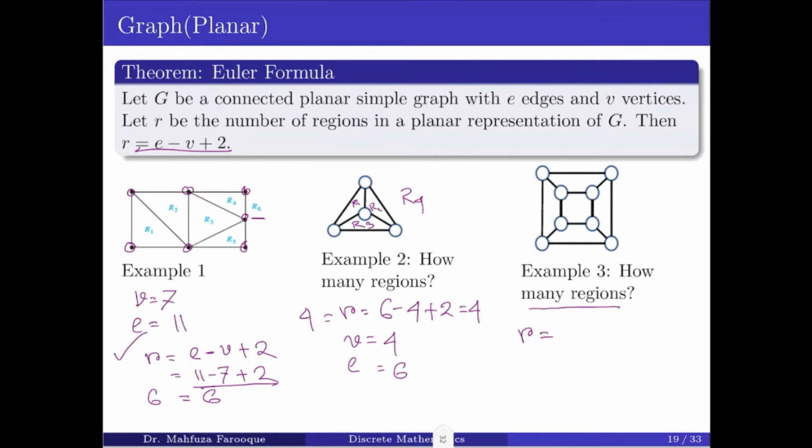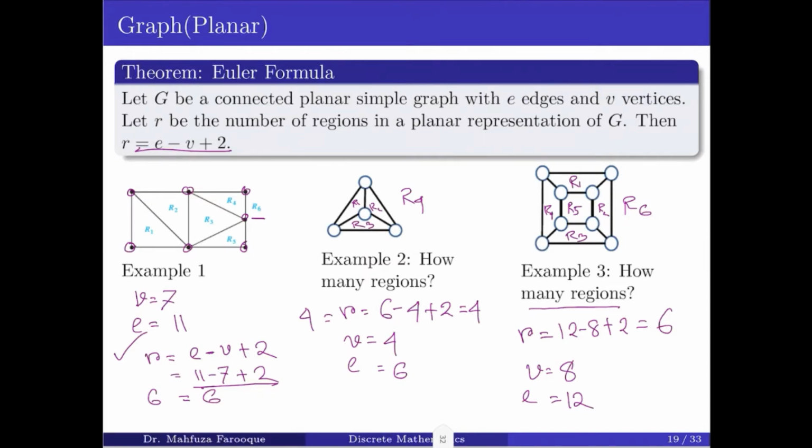Now the next one, how many regions are there? The total number of vertices here is 8, and the number of edges in this graph is equal to 12. So the number of regions in this planar graph is equal to 12 minus 8 plus 2, that is equal to 6. We can check whether it is 6 or not: R1, R2, R3, R4, R5, and the infinite region make 6.